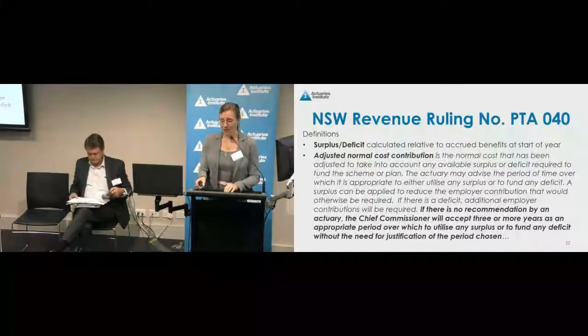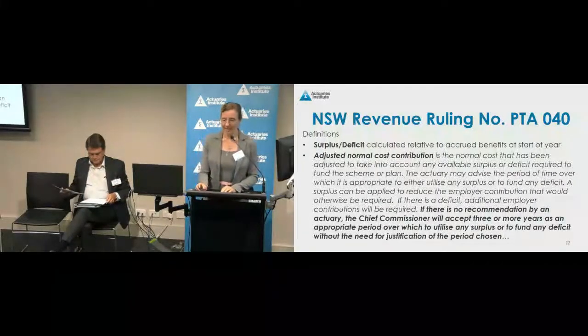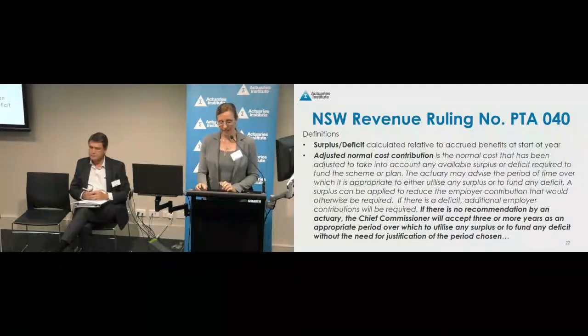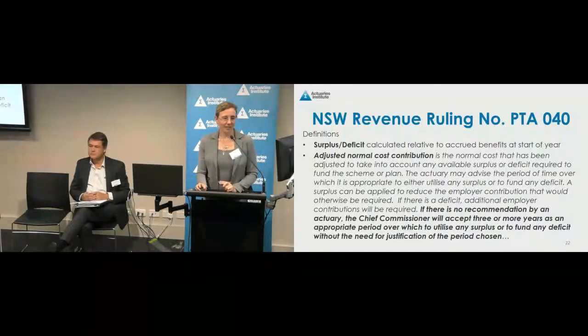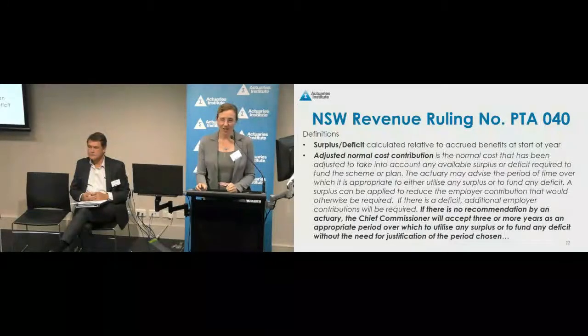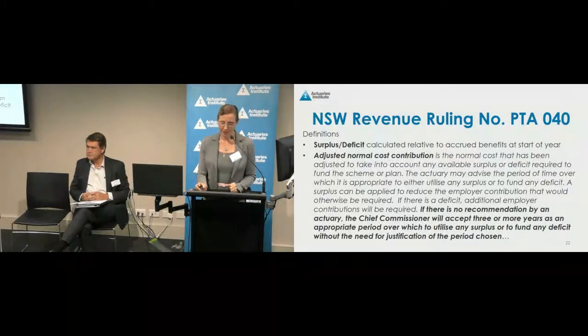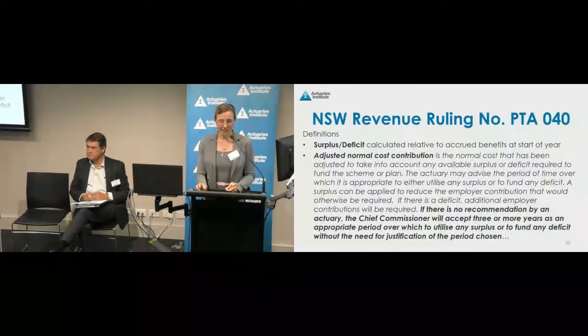Obviously, we look at definitions of surplus and deficit, which is calculated based on accrued benefits at the start of the relevant year. There's a terminology within the ruling about adjusted normal cost contributions, and it is the normal cost that has been adjusted to take into account any available surplus or deficit required to fund the scheme or plan.